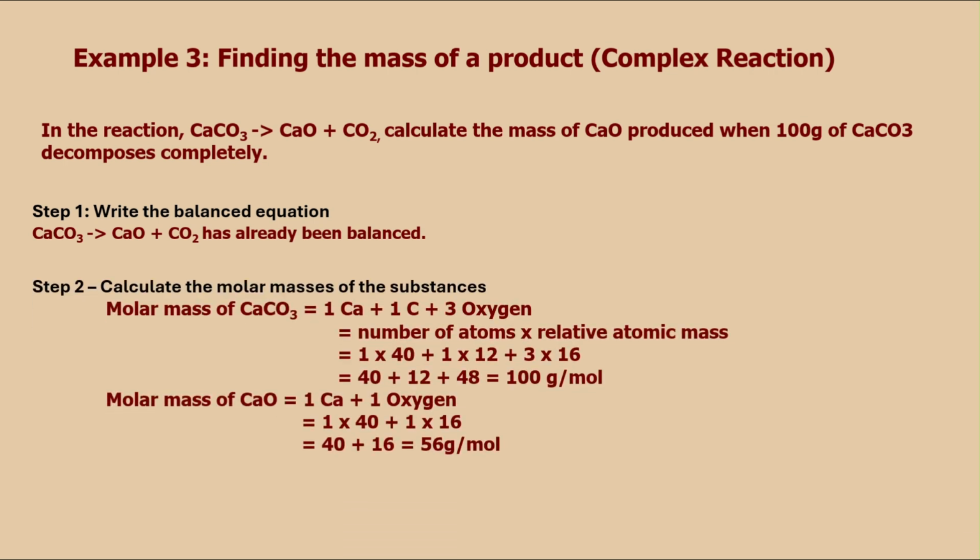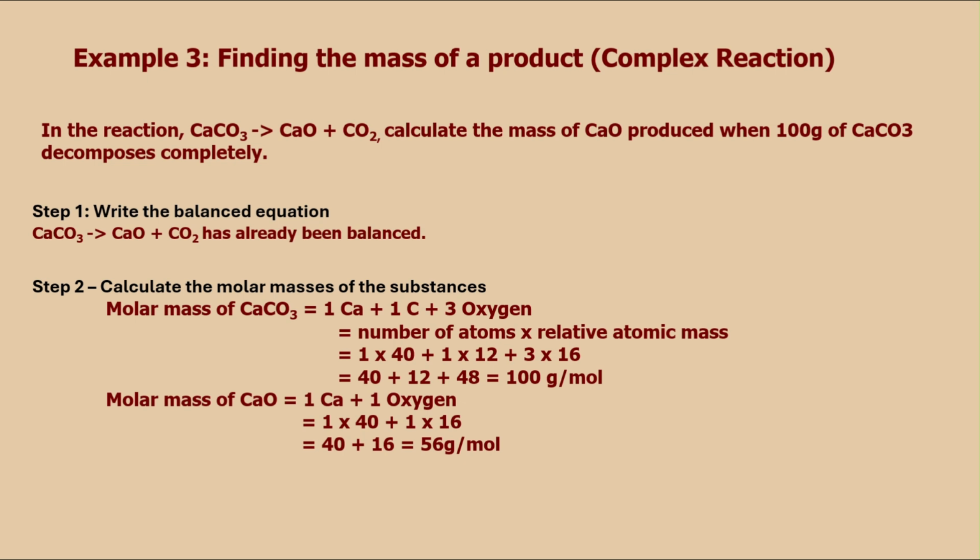Step 2. Calculate the molar masses of the substances. Molar mass of CaCO3 equals 1 calcium plus 1 carbon plus 3 oxygen, equals number of atoms times relative atomic masses, equals 1 times 40 plus 1 times 12 plus 3 times 16, is equal to 40 plus 12 plus 48 is equal to 100 grams per mole.